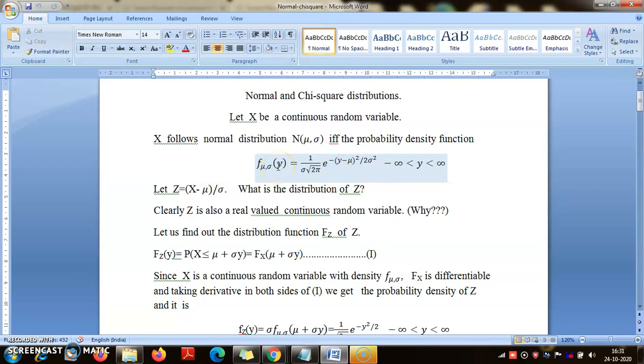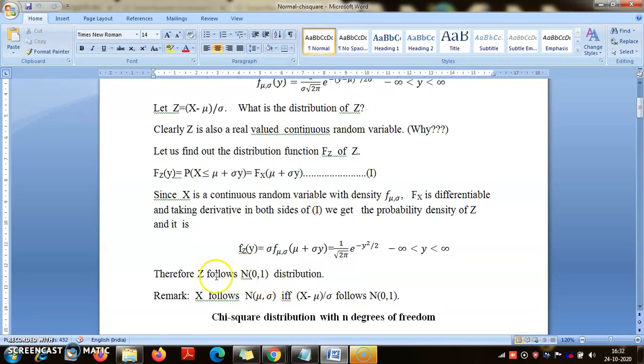deviations of these distributions. And if we define z is equal to x minus mu by sigma, then we have derived here that z follows normal distribution with 0, 1. So if x follows N(mu, sigma), x minus mu by sigma follows N(0, 1). The derivation is straightforward. So the idea is that we want to know the distribution of z.